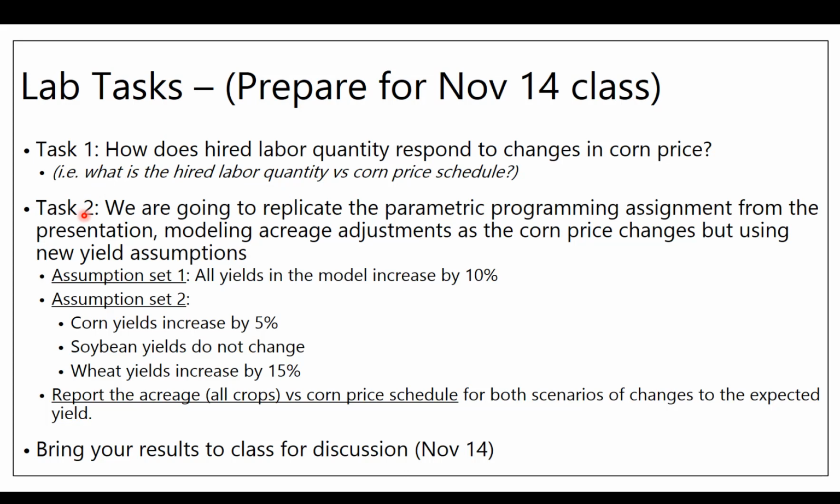So I want you to consider the corn price change model again, right? When I say parametric programming, in this case I'm saying change the corn price around, make the adjustments to the corn price that are required to see how harvested acres change for all crops in response to corn price changes. So I want you to do that same work we just did on the corn price versus harvested acres for all three crops, using one assumption where all the yields in the model increase by 10%. So you can do that however you want.